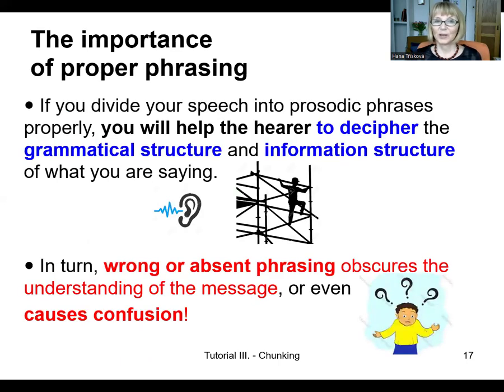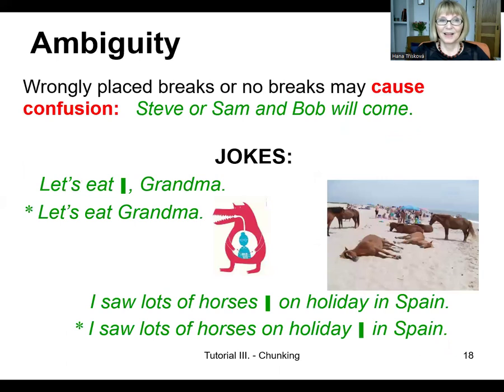Prosodic phrasing is very important. If you divide your speech into prosodic phrases properly, you will help the hearer to decipher the grammatical structure and information structure of what you are saying. And this is very important. In turn, if phrasing is wrong or absent, it may obscure the understanding of the message or even cause confusion.